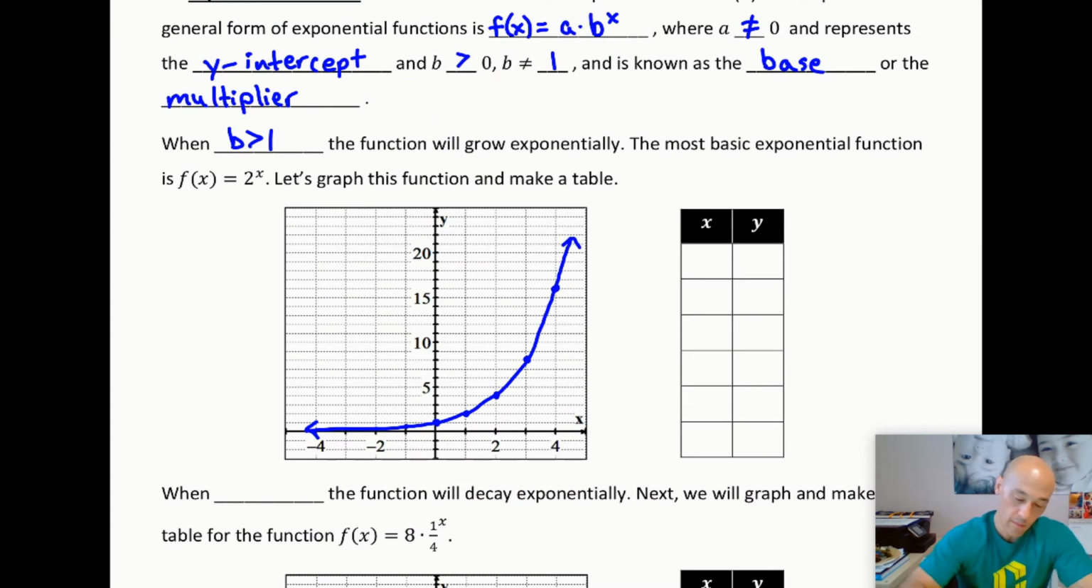Now the table here we can fill out. When x is -1, we can see that the y value is 1/2. When x is 0, remember our a value here was 1, so we have 1. When x is 1, our y value was 2. When x was 2, our y value was, whoops, not 3, that's 4. When x was 3, our y value was 8. And when x was 4, our y value was 16.